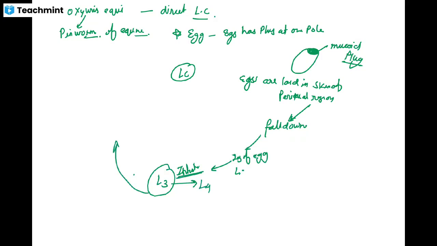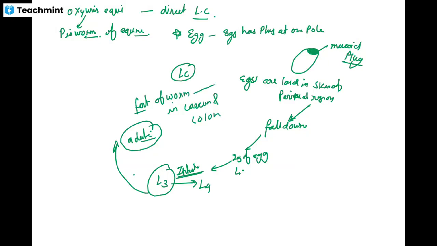Then the adult stage develops. Then fertilization occurs. Fertilization of the worm occurs in the cecum and colon. Then again it moves to the rectum and passes out through feces. Here the clinical signs are very important. The first one is that it causes anal pruritus.